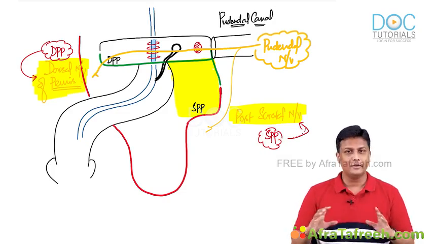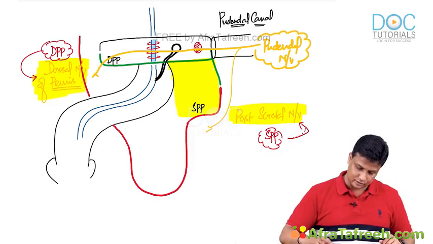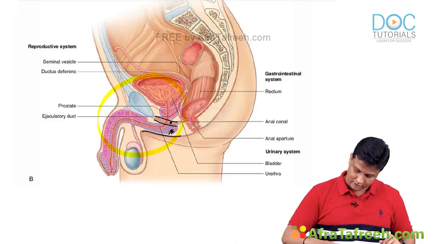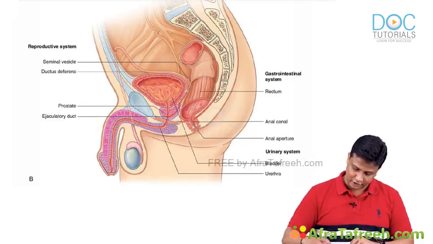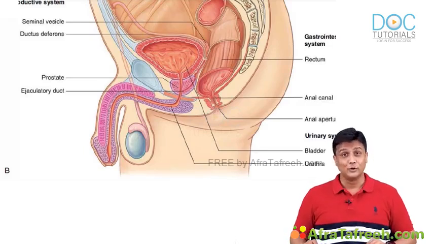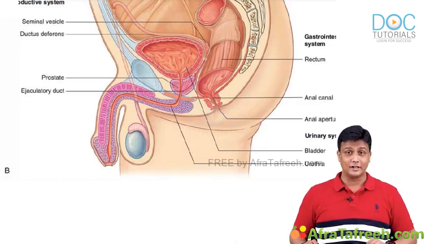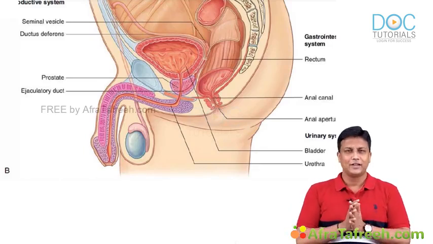Now, once you are comfortable with the superficial perineal pouch and the deep perineal pouch, the boundaries and contents of that, let me finish this topic by telling you about the clinical aspect, the clinical correlation here, guys. And that clinical correlation is about extravasation of urine. Okay, if there is a rupture of this urethra, then what is going to happen? There will be extravasation of urine.